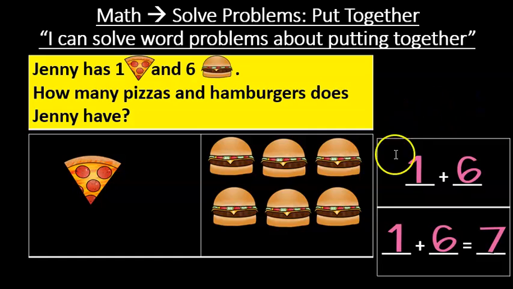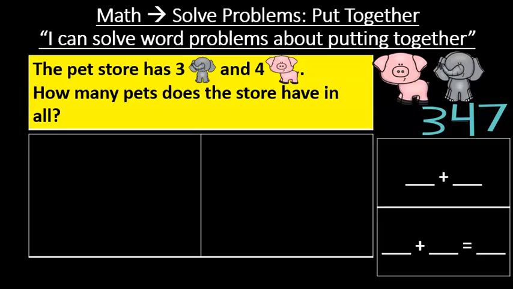And there's our answer. Let's read it together. 1 plus 6 equals 7. So all together, if you add in the pizzas and hamburgers together, Jenny now has 7. Now, good job. Let's keep rolling. Let's do one more slide, okay? And then you'll be doing your homework.